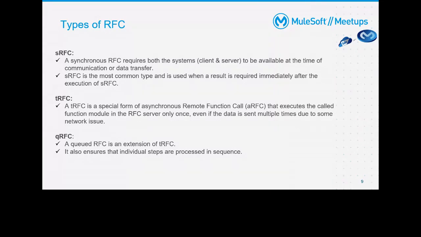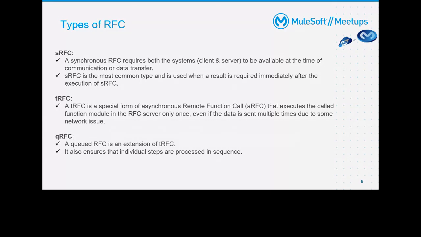There are 2 special forms of asynchronous remote function call through which we will be using and sending IDocs or calling a BAPI function. One is TRFC, which ensures that particular function module is executed only once, not multiple, and that is done with the help of a transaction ID. So when a MuleSoft SAP connector is communicating using TRFC, we have to feed it with a transaction ID. So I will show you later on. There is a connector through which we can get a transaction ID and feed it.